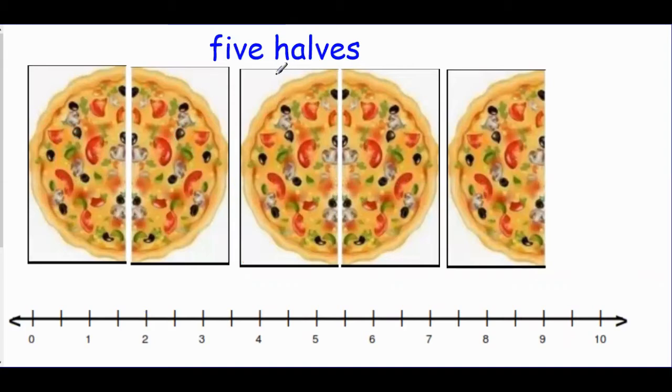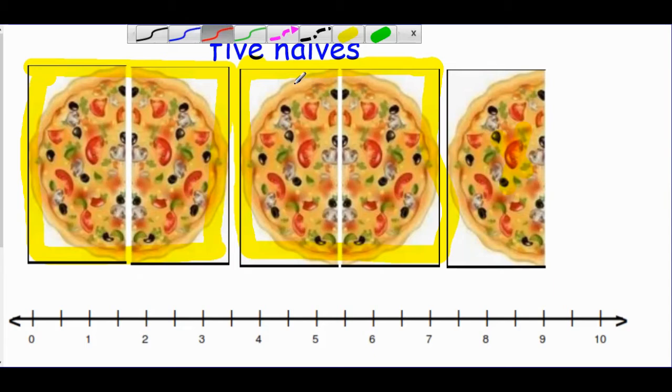I have here five halves. I said that each two make a whole. So these two halves make a pizza, and these two halves make a pizza, and I have one extra half here. So five halves is like one pizza, two pizzas, and one half of a pizza. So I have two whole pizzas and one half of a pizza.